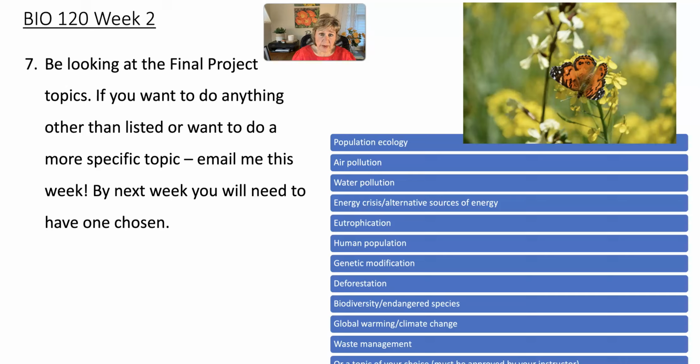Deforestation is terribly important. It is happening in the most vulnerable places in the world that are so important for the health of the whole earthly climate, like the Amazon rainforest. So that's very important. Biodiversity and endangered species, that's important. Global warming, climate change, of course, everybody's heard of that. Waste management, what do we do with the waste that we produce, like plastics? Plastic pollution is one that I'm interested in, and also I'm interested in light pollution.